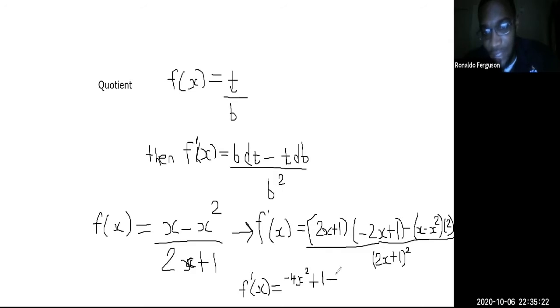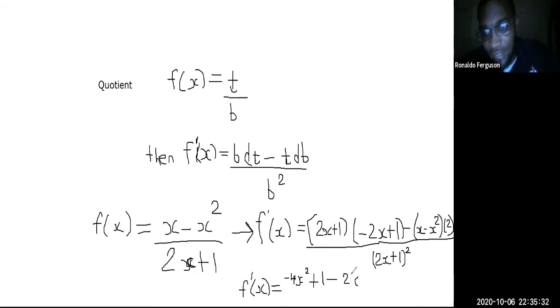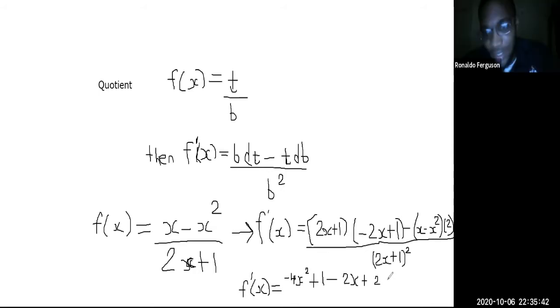Then we have minus 2 times x, which is 2x, so we have minus 2x. Then I can put a plus because the minus and the minus here becomes plus, so we get plus 2x squared, divided by 2x plus 1 all square.